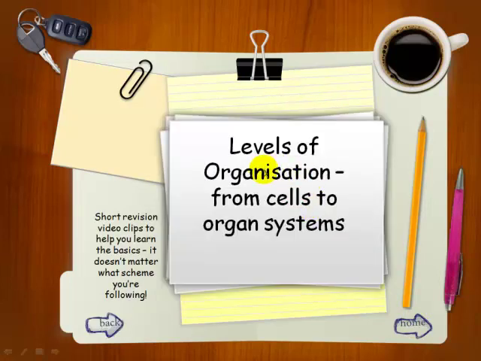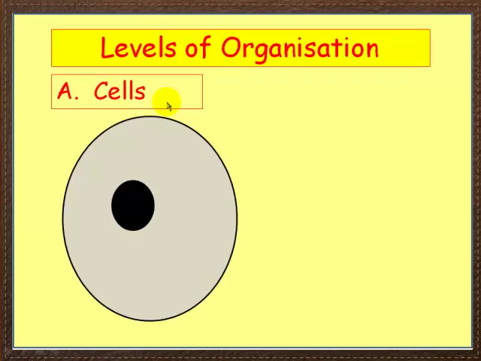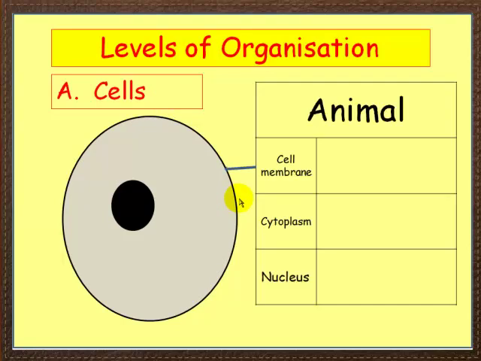Now in this video we're going to look at levels of organisation from cells to organ systems. So in terms of level organisation, let's start very basic. The most basic level is the cell, and let's draw ourselves a simple animal cell. Here's an animal cell, you're probably familiar with this. Let's look at all the different organelles.